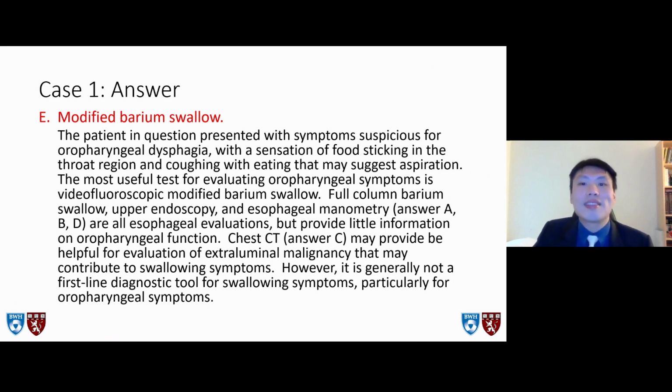The other choices, like the full column barium swallow, the upper endoscopy, and the esophageal manometry, are all for evaluating esophageal symptoms, but don't provide enough information on the oropharynx. And the chest CT is obviously not the most useful test in evaluating swallow symptoms unless we're looking for extraluminal causes that might be obstructing the esophagus.